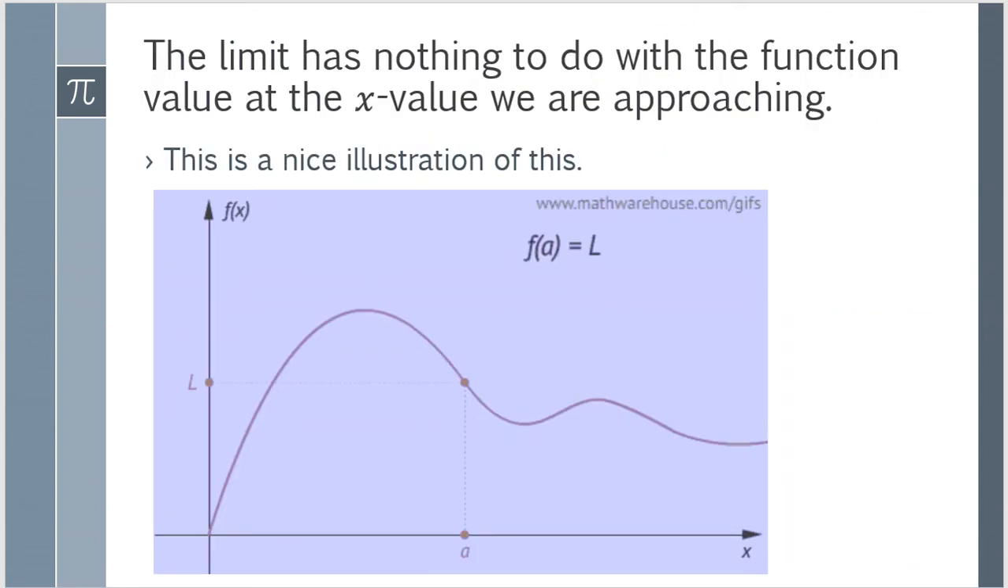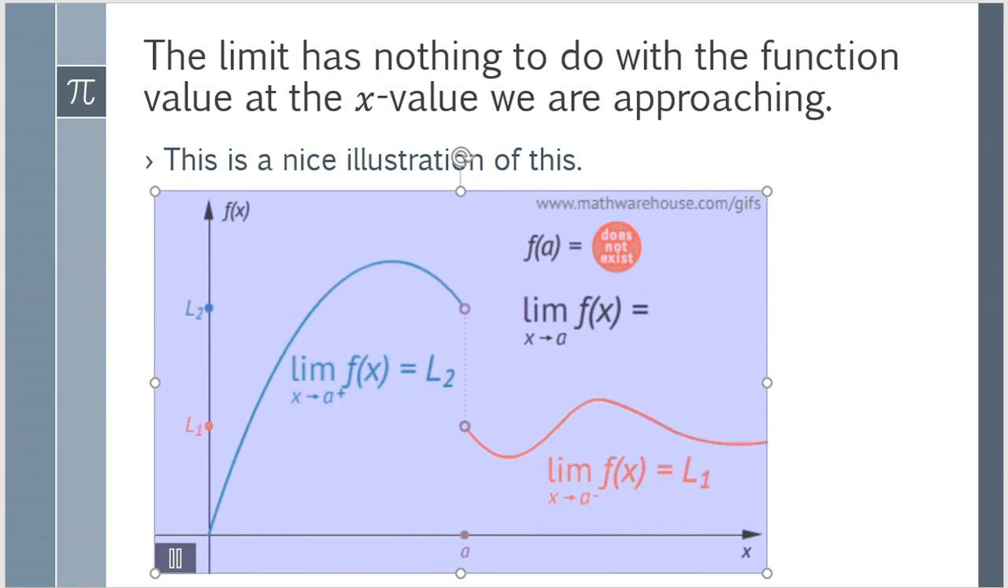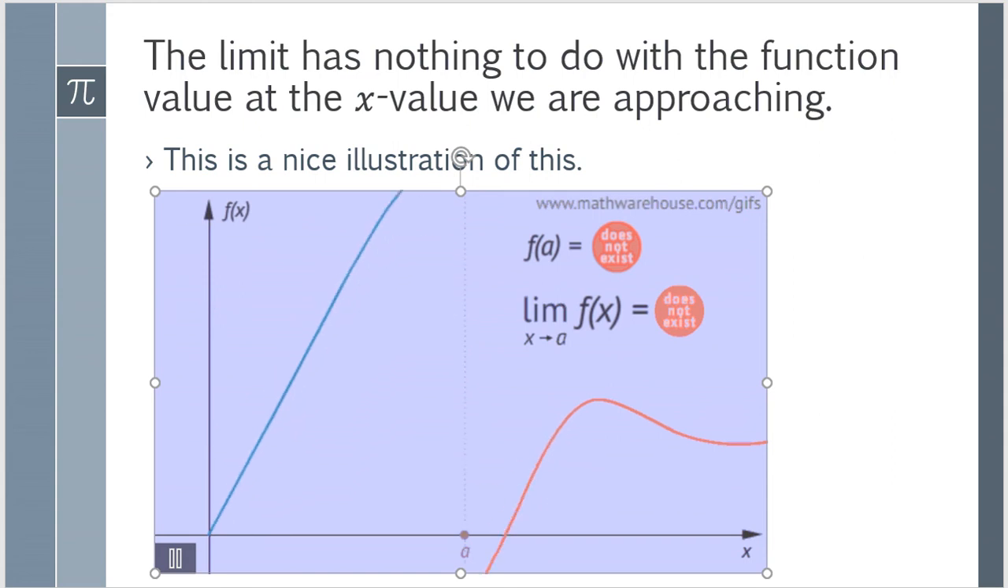If you're looking for a more visual approach, the GIF on this slide shows that the fact that there's an open value and the function doesn't exist at the point doesn't change my limits.